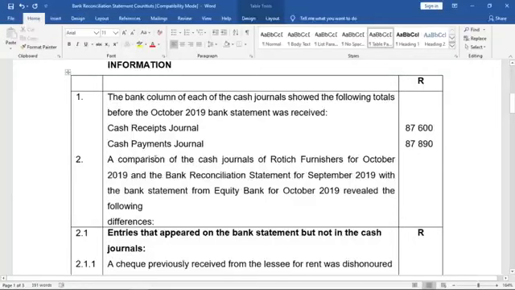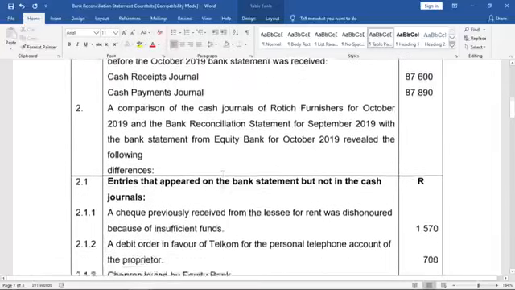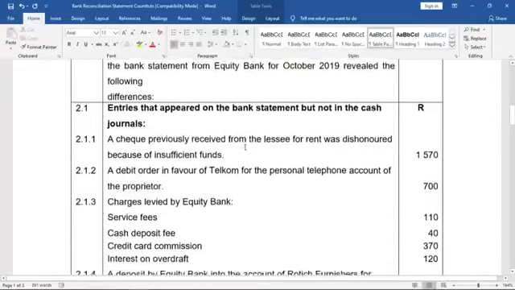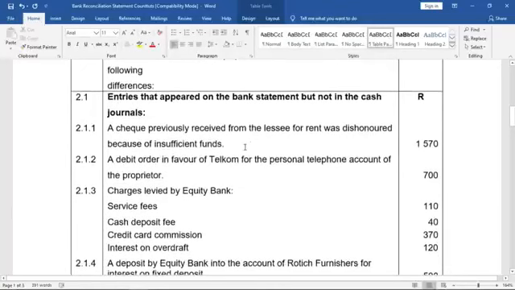And then we continue. We're told that the comparison of the cash journals of Rotich Furnishers for October 2019 and the bank reconciliation statement for September 2019 with the bank statement from Equity Bank for October 2019 revealed the following differences. Very important to pay attention to the details. Especially this one here in bold, where they say entries that appear on the bank statement but not in the cash journals. So these amounts appear in the bank statement but did not appear in our books, in our cash journals.